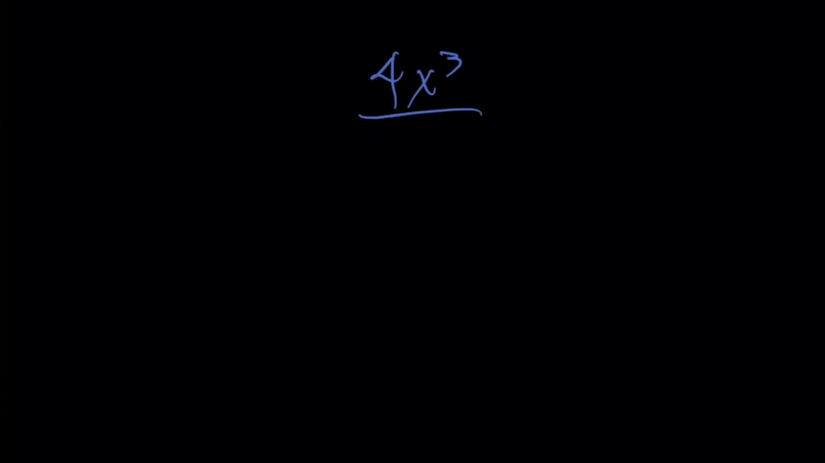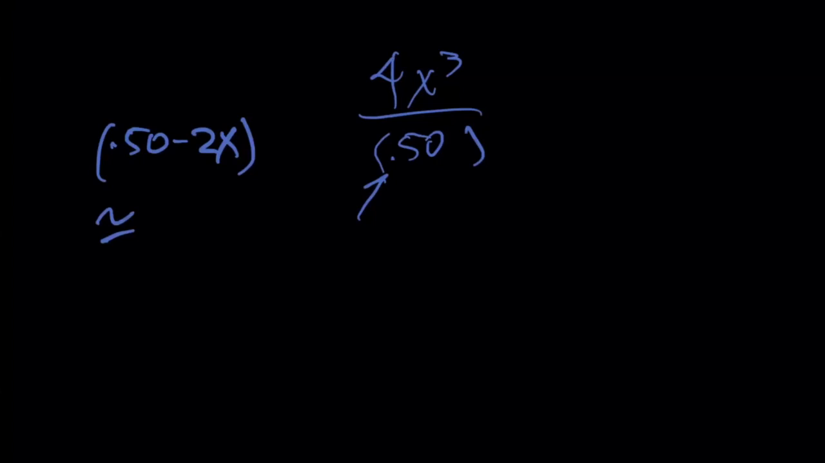4x cubed over 0.50. Why? Because 0.50 minus 2x is approximately equal to 0.50. You still need the square there, because it's still the concentration of the reactant squared. But now you can solve this easily.